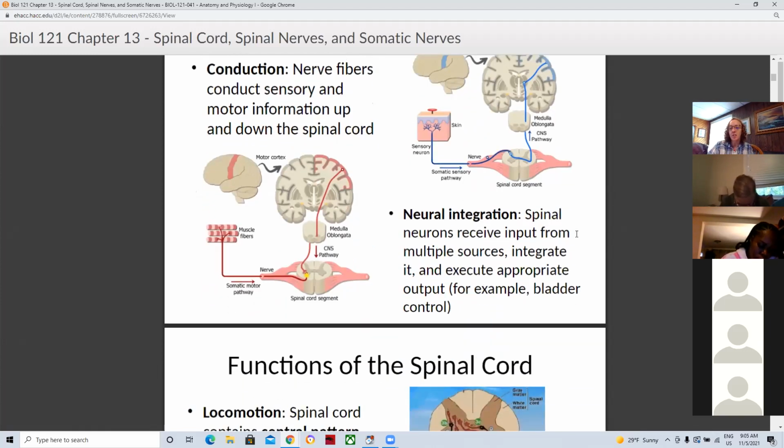Neural integration: spinal neurons receive input from multiple sources, integrate, and execute appropriate output. So this is the intensity and the strength of the stimulus, and excitatory and inhibitory postsynaptic potentials summating.